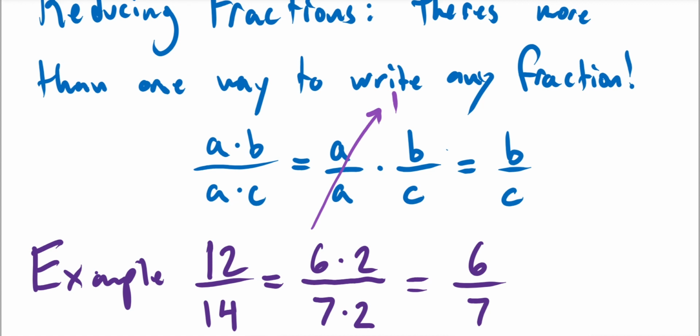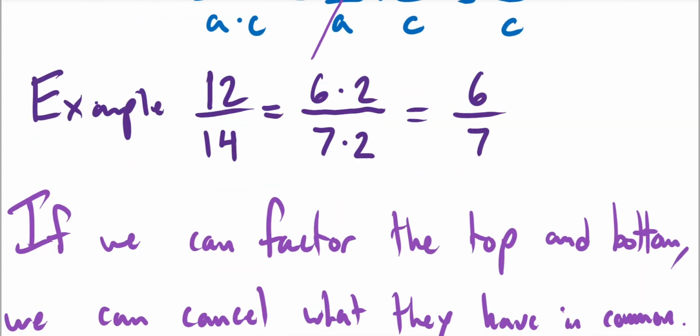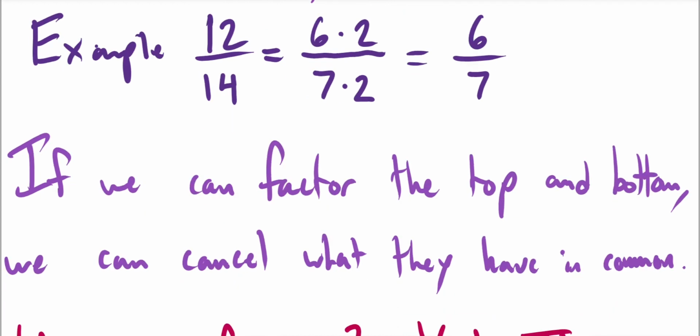Well, you could factor out the 2 from the top and bottom, and then 2 divided by 2 is just itself, or 2 times its reciprocal is just 1. And so you just get 6/7. So the takeaway from this is that if you can factor the top and bottom, then we can cancel what they have in common. So it's a nice thing to try to do to get the top and bottom to be factored and then cancel whatever you see repeating.